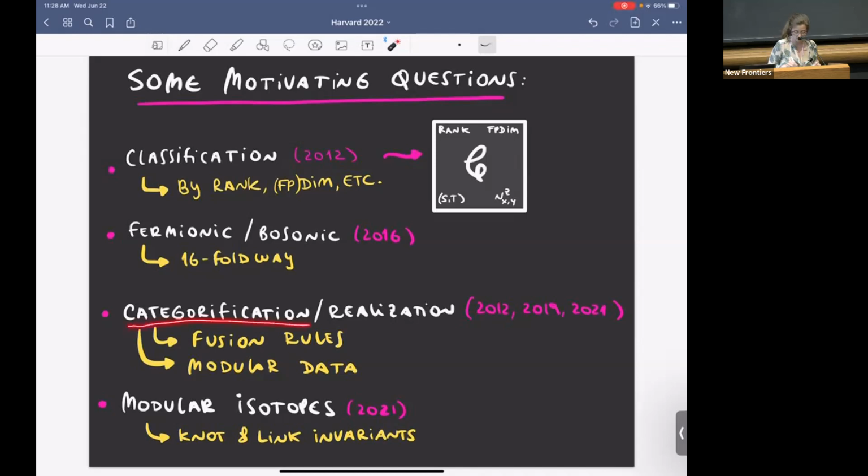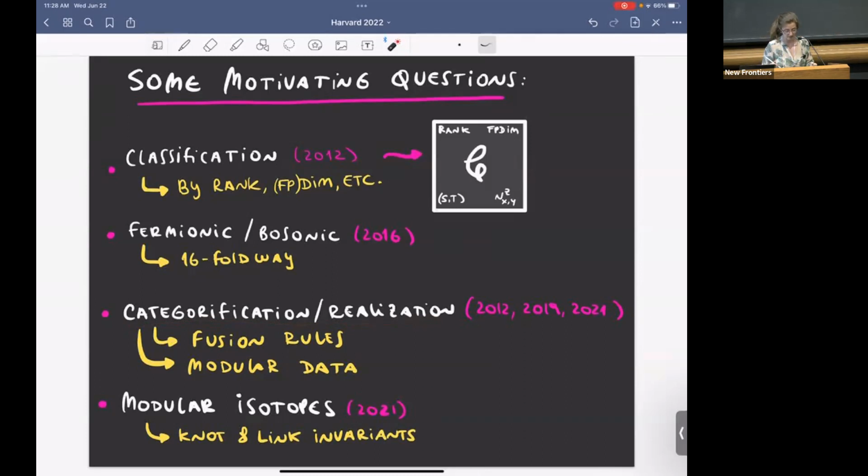For example, when we are looking at categorification or realization questions, I told you we have these beautiful fusion matrices, but they are not enough to describe a fusion category. We also need these 6j symbols, these associativity constraints. So sometimes we start with a fusion ring and we want to know if it comes from a fusion category, and there are different tests.